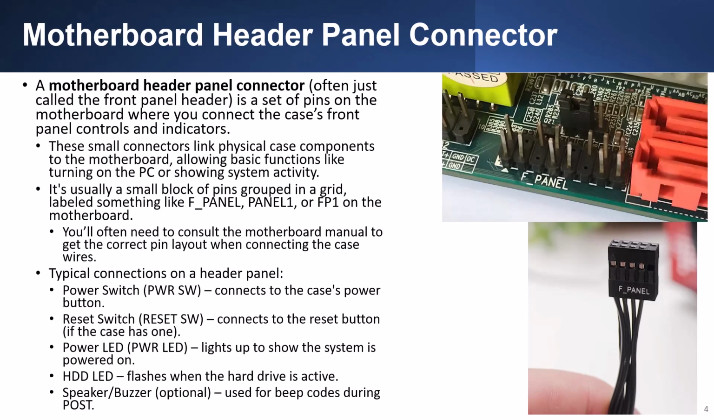A motherboard header panel connector, often just called the front panel header, is a set of pins on the motherboard where you connect the case's front panel controls and indicators. These small connectors link physical case components to the motherboard, allowing basic functions like turning on the PC or showing system activity. It's usually a small block of pins grouped in a grid labeled something like F_panel, panel 1, or FP1 on the motherboard. You often need to consult the motherboard manual to get the correct pin layouts when connecting the case wires.